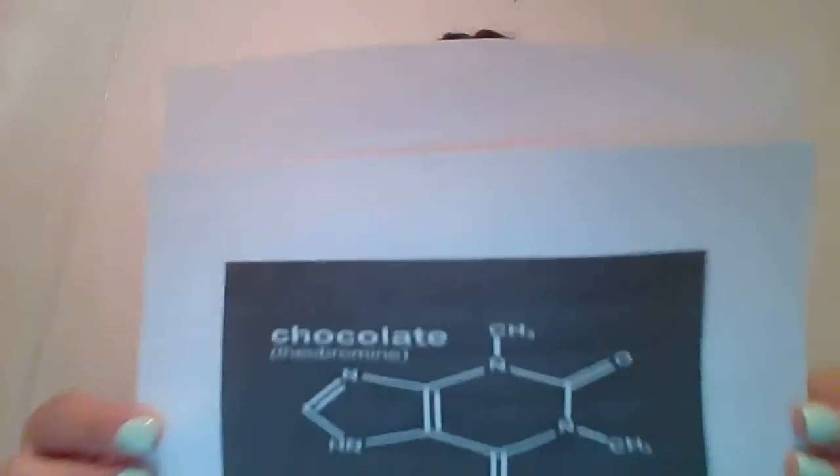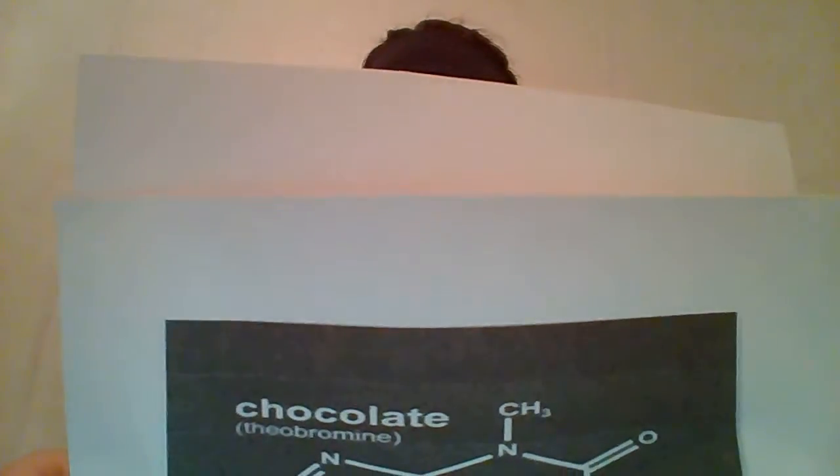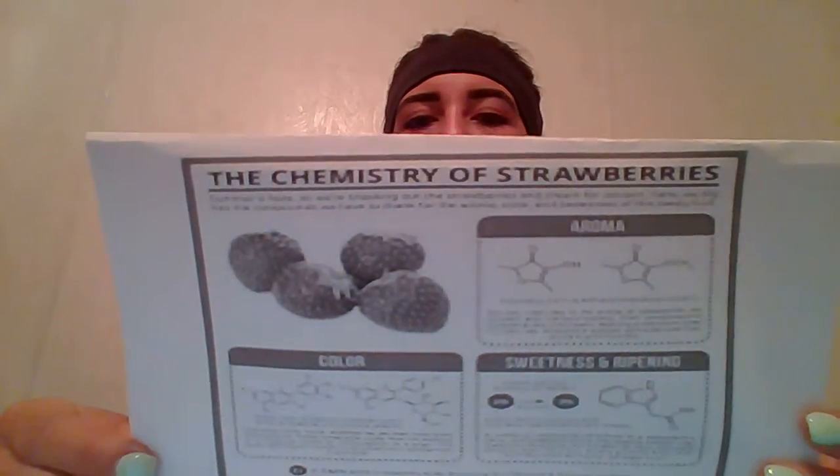So I have a picture right here, and these are the structures. This is a structure for chocolate, and then this is the structure for strawberry. For strawberries, there are three different structures, and that's for aroma, color, and then the sweetness and ripening. As far as the sweetness and ripening goes, the chemical structure for that can vary just depending on how ripe it is. There'll be more sweeteners if it's more ripe versus if it's not ripe enough, it won't be as sweet.